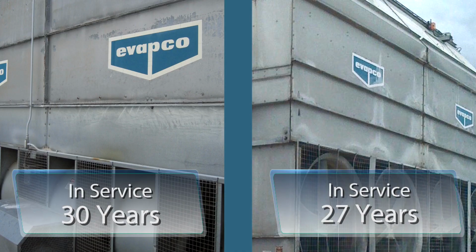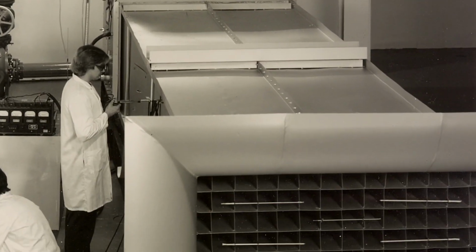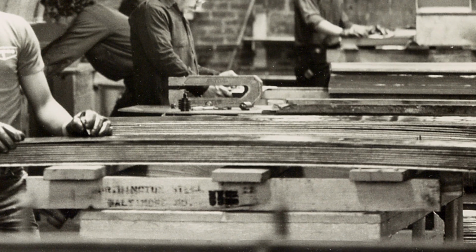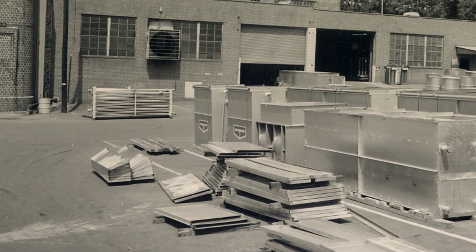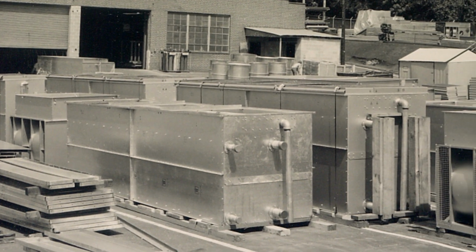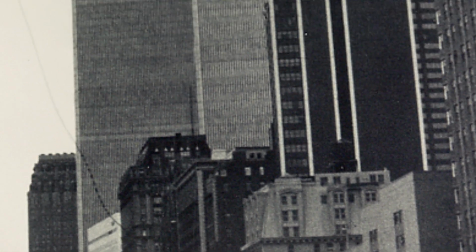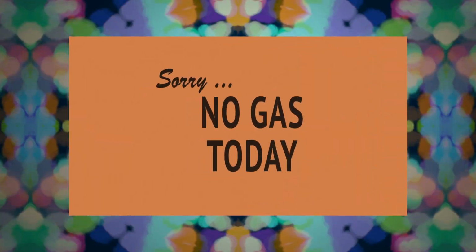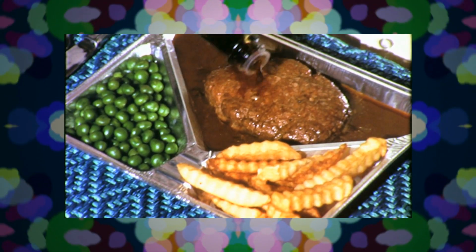With its ability to provide decades of corrosion protection when passivated and maintained, galvanized steel established itself as the go-to material of construction for factory-assembled evaporative cooling equipment throughout the 60s, 70s, and early 80s. Flash back to the era of bell-bottom jeans, the gas crisis, and TV dinners.